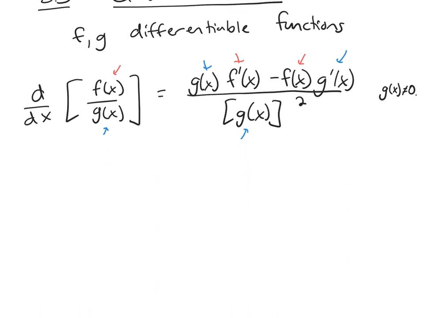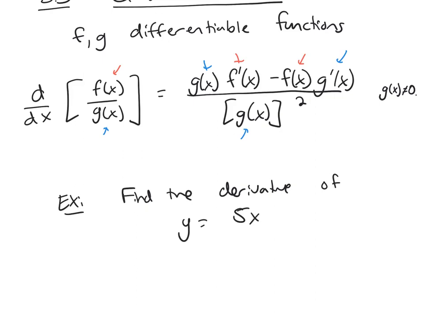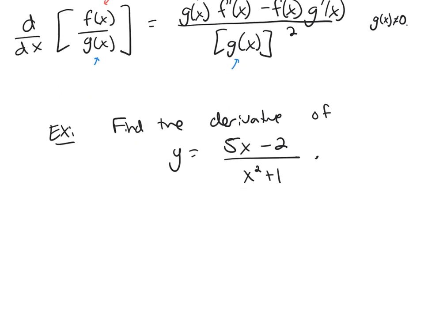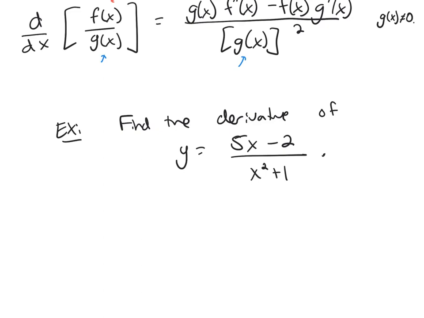So let's put this formula into practice. Let's find a derivative of the quotient. Find the derivative of the function 5x minus 2 over x squared plus 1. So we're going to use our quotient rule here to get the derivative. So we'll just write y prime for the derivative. 5x minus 2 over x squared plus 1.